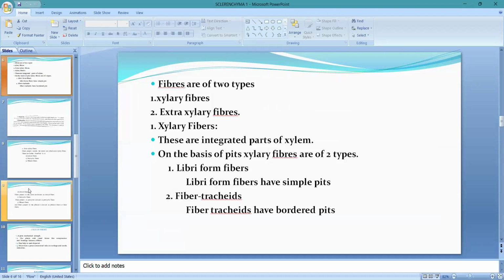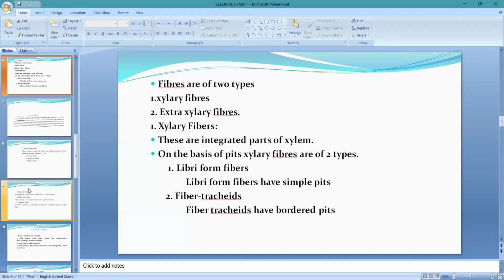On the basis of their position in the plant body, the fibers are classified into xylary fibers and extraxylary fibers. Xylary fibers are also known as wood fibers, and as the name indicates, they are associated with xylem. Moreover, they develop from the same meristematic tissue which gives rise to other xylem elements. They help in conduction as well as support.